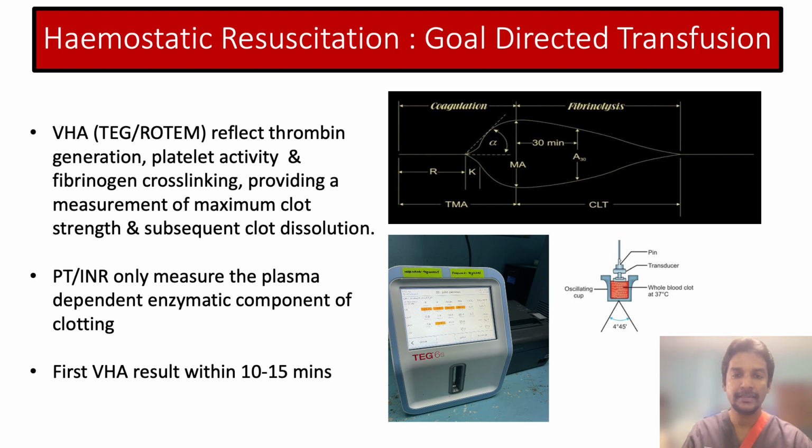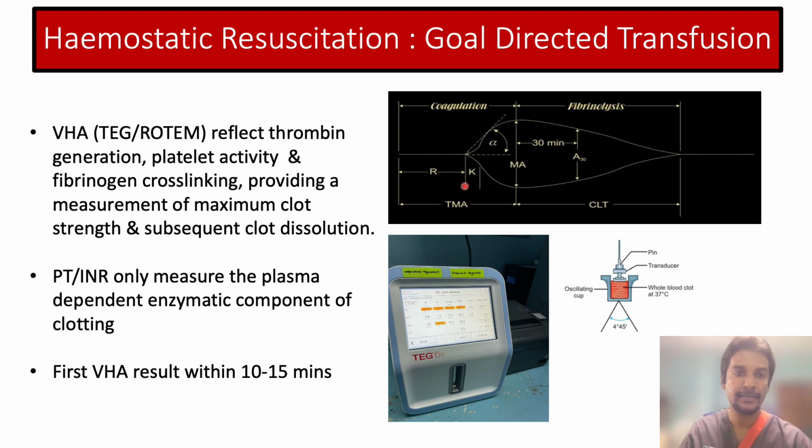Viscoelastic hemostatic assay has significant advantages in comparison with conventional coagulation tests such as PT-INR. How it functions is whole blood will be placed into an oscillating cup and a pin will rotate within it. As the clots start to form, there will be impedance within the cup. This impedance will be translated into a tracing, which looks like this.